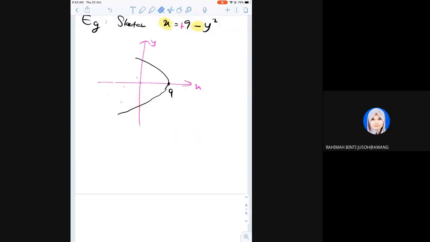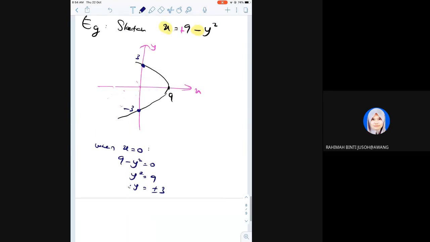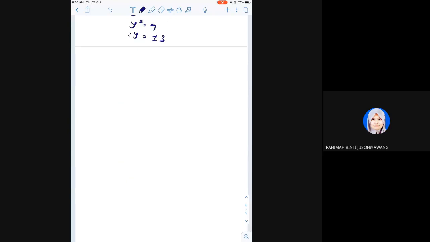Alright, now, what's the coordinate here? Apa titik sini, apa titik sini? How do you know? Apa koordinat x dekat titik tu? Equals to 0 lah kan? Yes, so when x equals to 0, we have 9 minus y squared equals to 0. Of course, y squared equals to 9, therefore y equals to plus minus 3. So atas ni 2, bawah ni negative 3. Okay, like that. So done already. Jom kita buat soalan exercise.